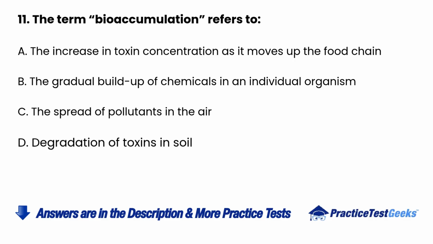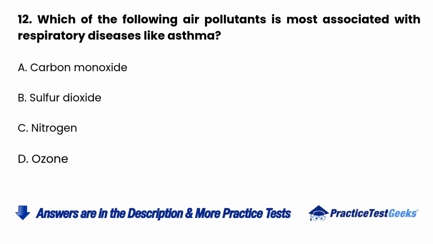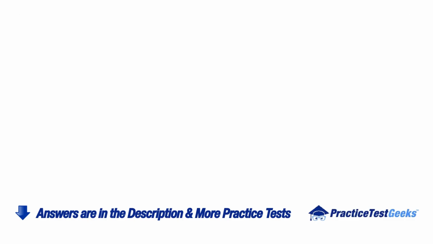The increase in toxin concentration as it moves up the food chain. B. The gradual buildup of chemicals in an individual organism. C. The spread of pollutants in the air. D. Degradation of toxins in soil. 12. Which of the following air pollutants is most associated with respiratory diseases like asthma? A. Carbon monoxide. B. Sulfur dioxide. C. Nitrogen. D. Ozone. 13.